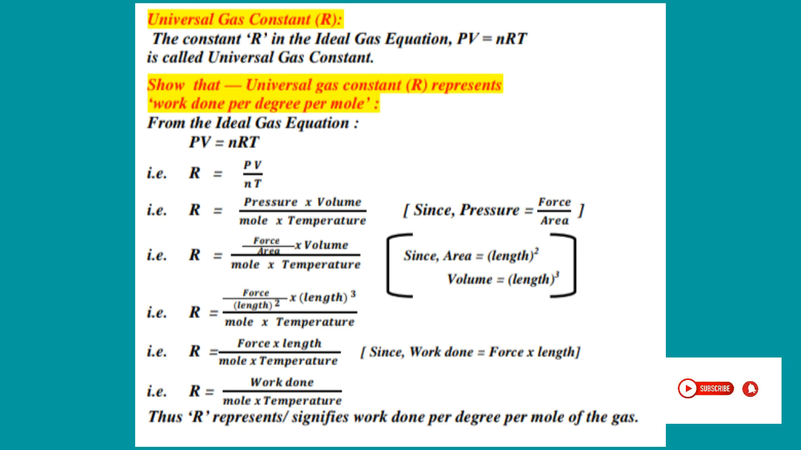Clear? Again, area is equal to length square and volume is equal to length cube. Am I right? So the above equation can also be written as R equal to force by length square into length cube, divided by mole into temperature. After cancellation, this equation becomes R equal to force into length divided by mole into temperature. Again, force into length is equal to work done, so we will write work done instead of force into length. The above equation becomes R equal to work done divided by mole into temperature. Thus, R represents or signifies work done per degree per mole of the gas.